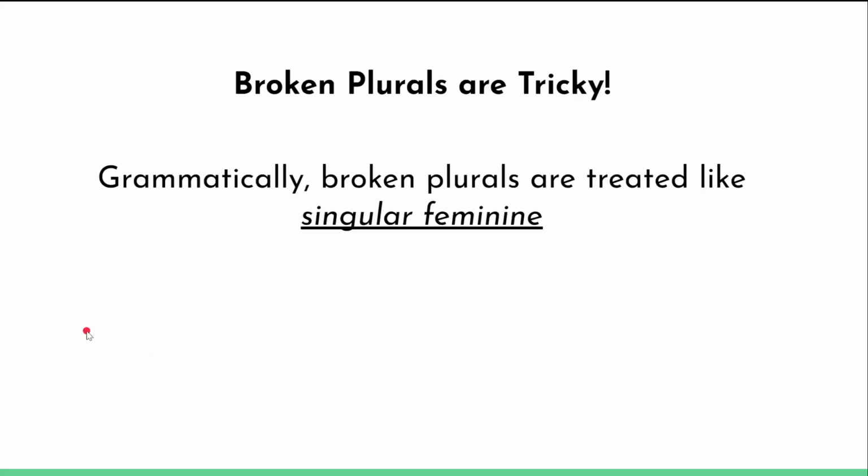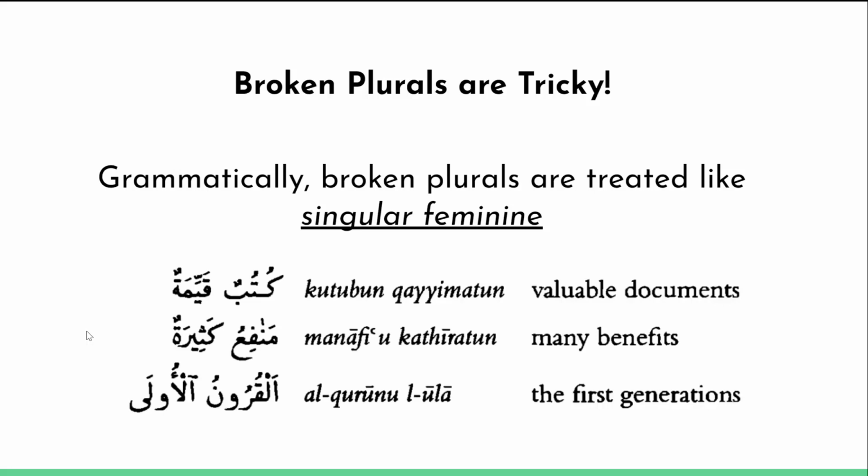Okay, so the trickiest part of this whole lesson, and if there's one thing that might trip you up in Arabic plurals, it's that broken plurals are grammatically very unintuitive. So grammatically, broken plurals, this is only that third category that we described, are treated like singular feminine. Okay, so it's probably easiest to look at a few examples here.